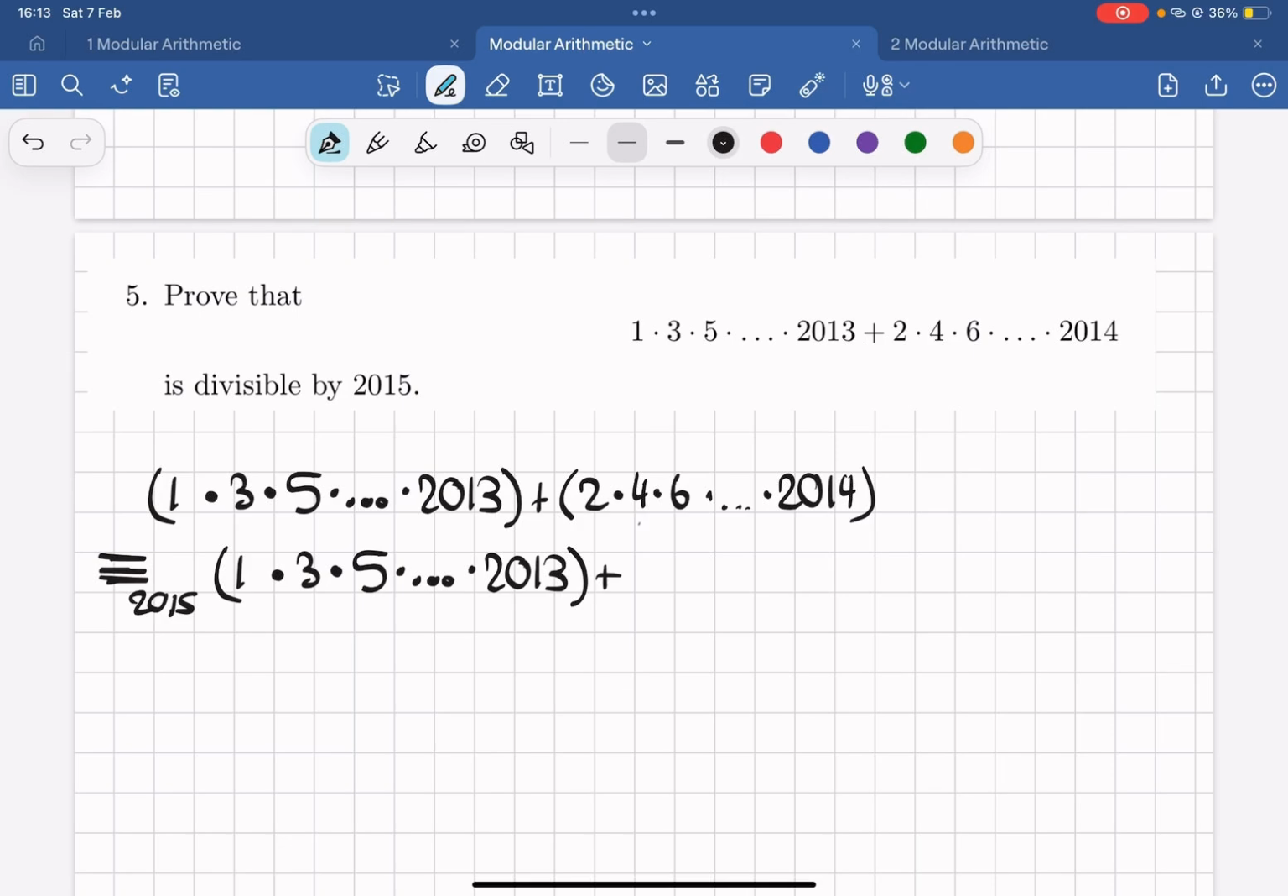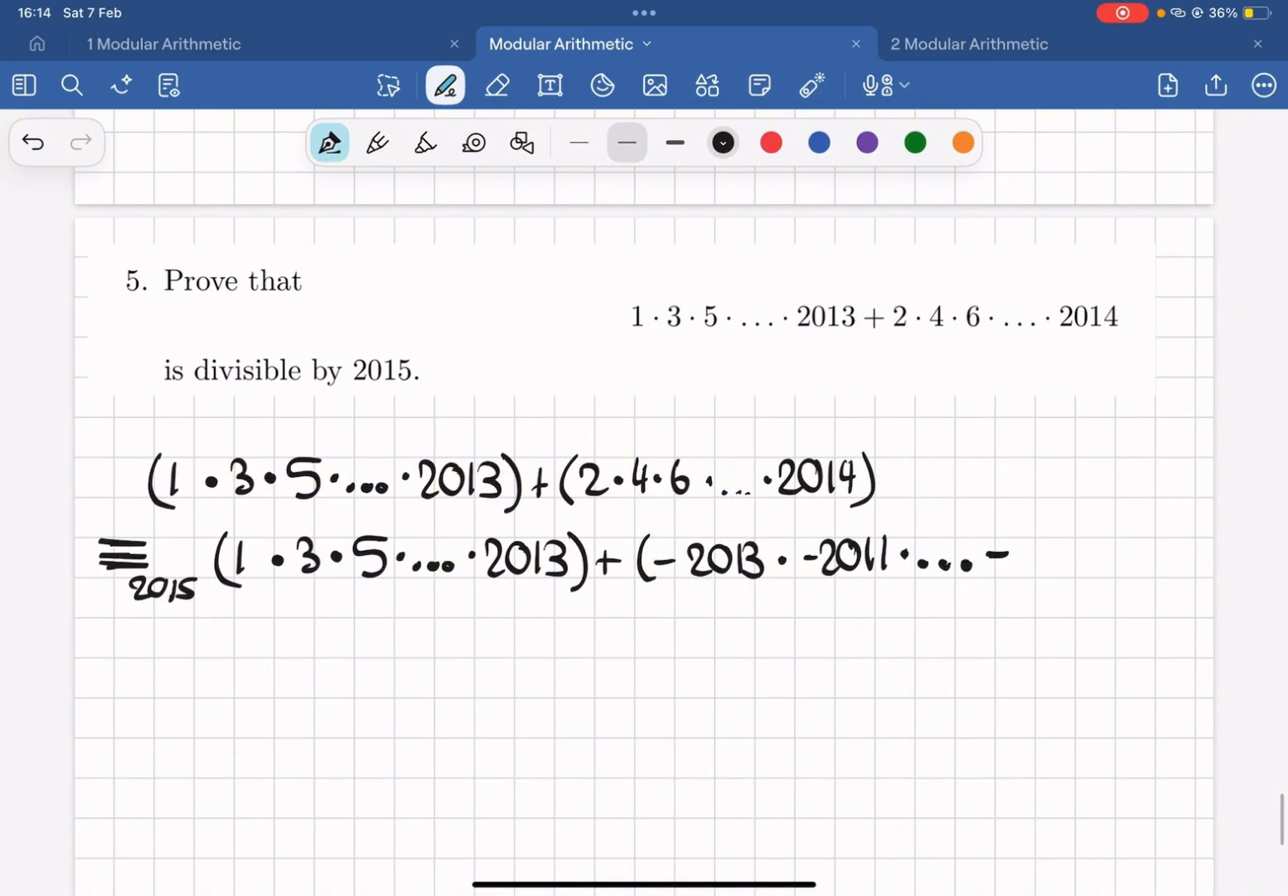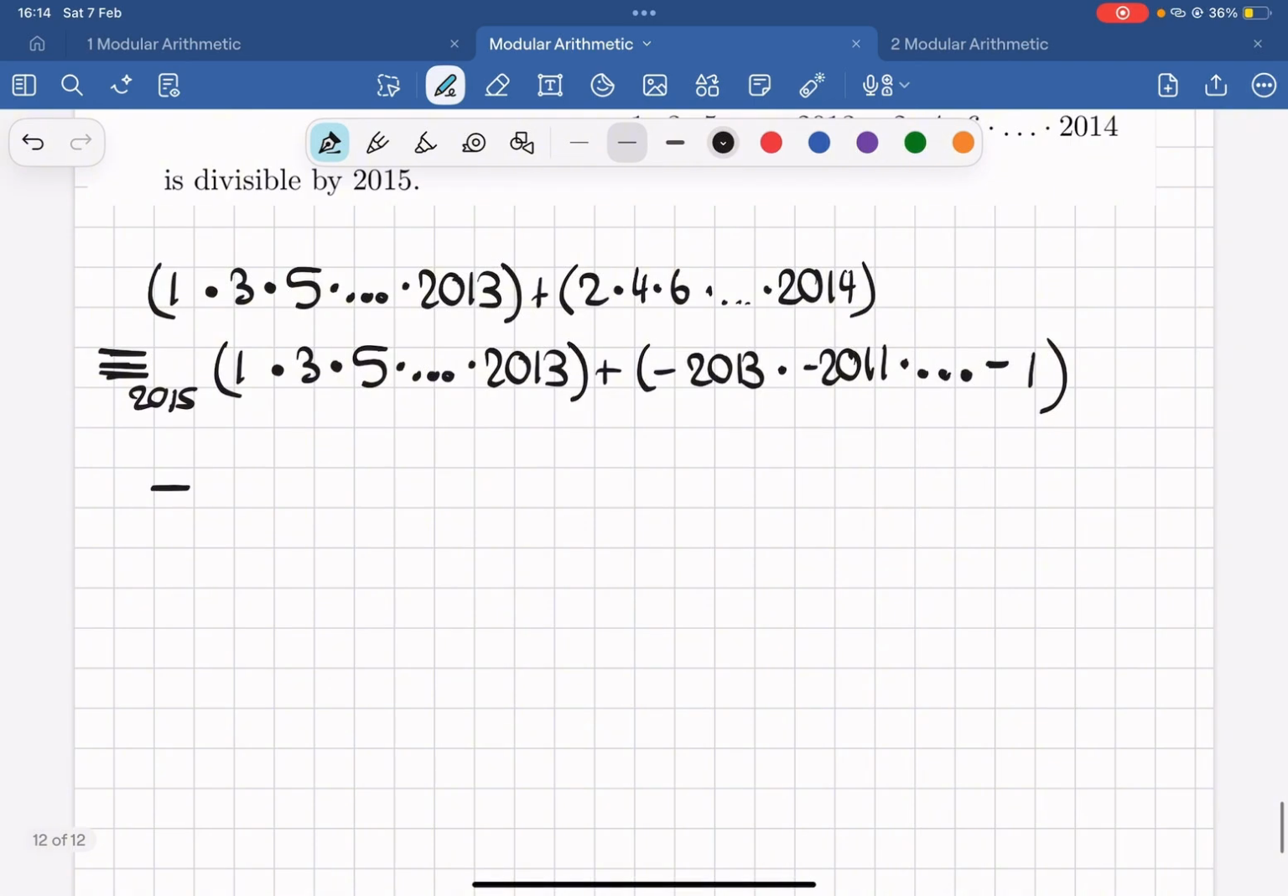Now look at this 2. Well, if you look at 2 mod 2015, we have minus 2013. Why could this be useful? Well, we've got a 2013 in the first bracket. So let's just continue this idea for a bit. So we've got minus 2013 for mod 2015, times minus 2011, up until, well, 2014 mod 2015 is minus 1. So essentially we've got the same numbers in the brackets, but in the second bracket we've got a minus for every term.